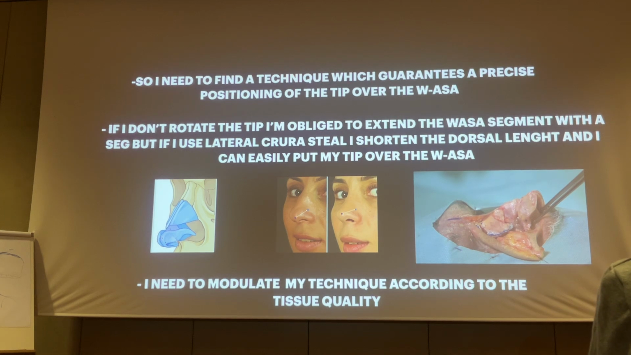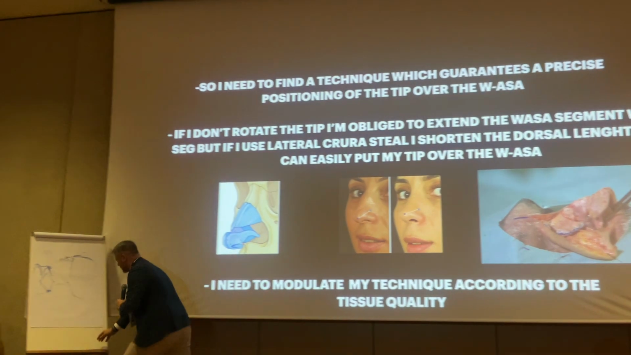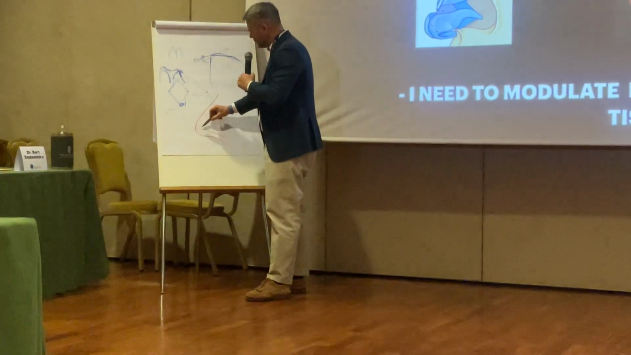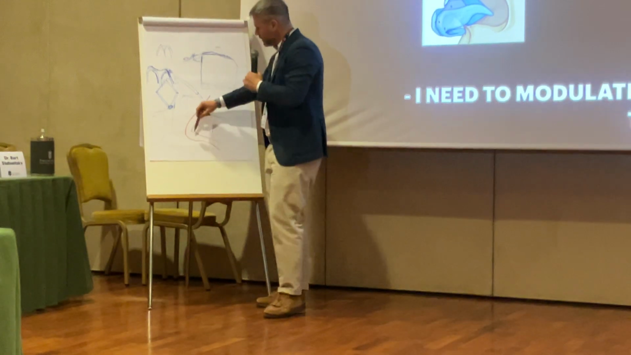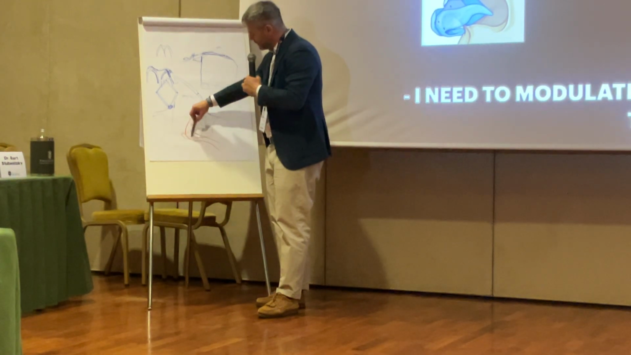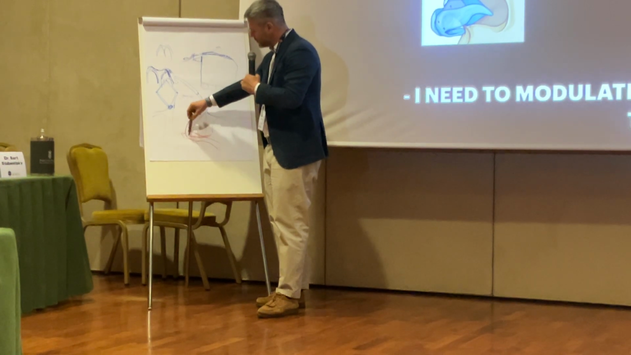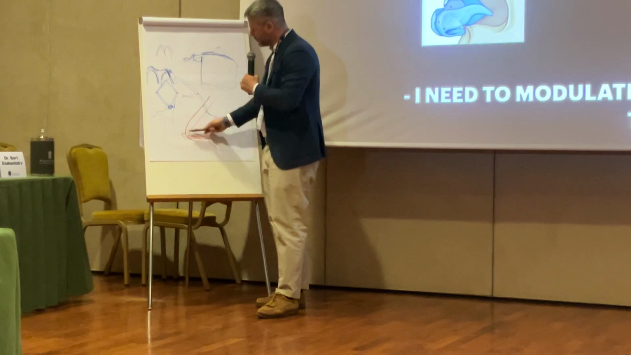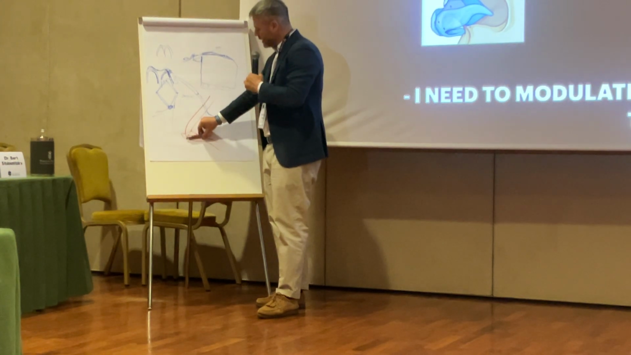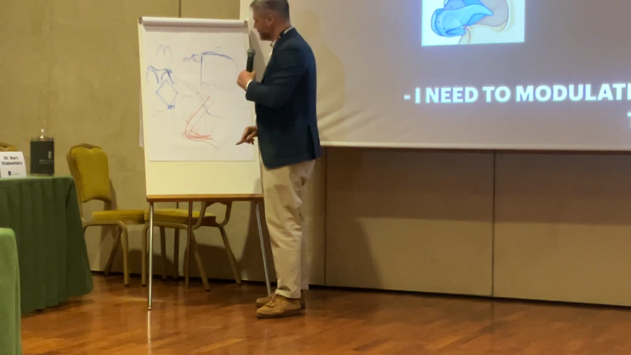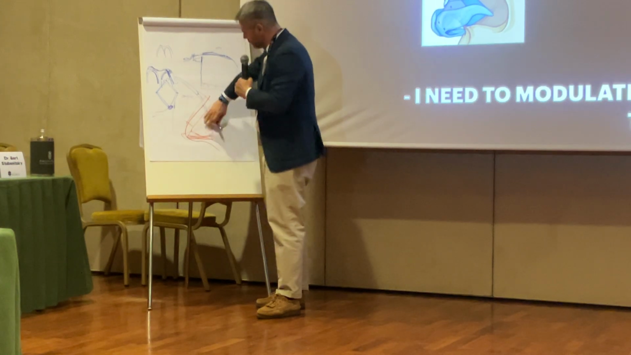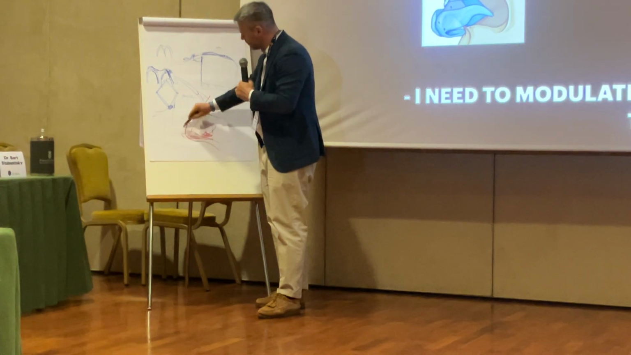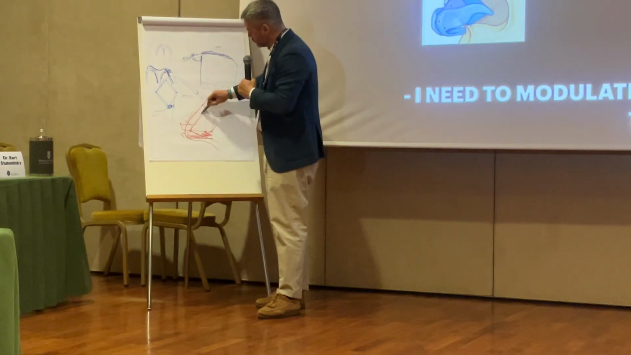I will go there to explain this point because it's very important. So, if I have my dome, this is the longer cartilage. If my dome is here, okay, you see there is nothing under the dome, so this tip will go down. So you are obliged to extend the Wasa with a septal extension graft to give support. Instead of doing this, we like to do lateral crural steal because we like to shorten this distance. So we do lateral crural steal, and we also make rotation of this flap. So this comes like this, and at the end you will find the dome not here but here. And so you will have the support of the Wasa.